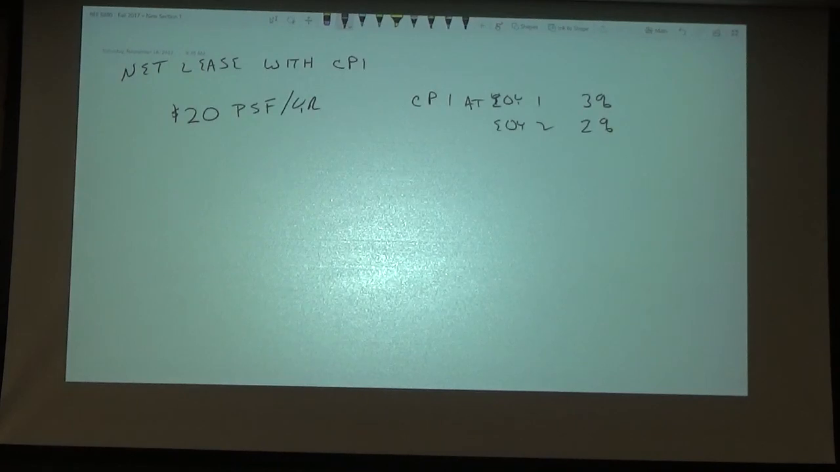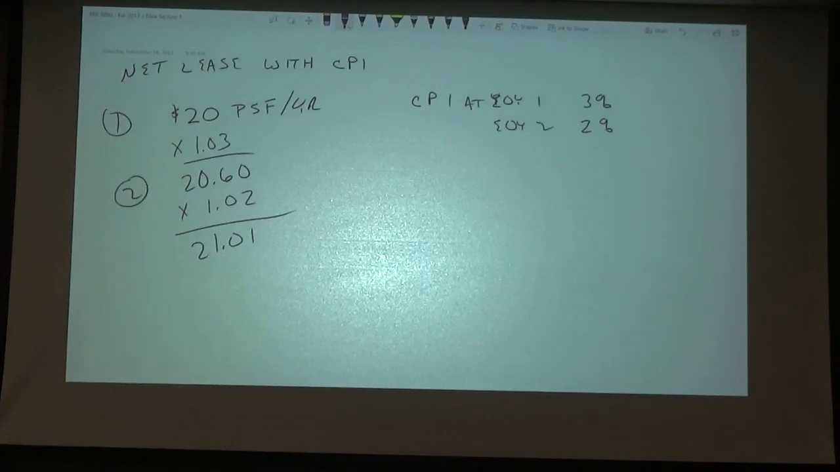So year 1, your lease rate is going to be the $20. But for year 2, you're going to multiply it by 1 plus the 3%. So for year 2, your lease rate is going to be $20.60. Year 3, you're going to multiply it by 1.02, so $21.01. So this is year 1, year 2, year 3. Does that make sense? Okay? Any questions on that? Okay, moving forward.